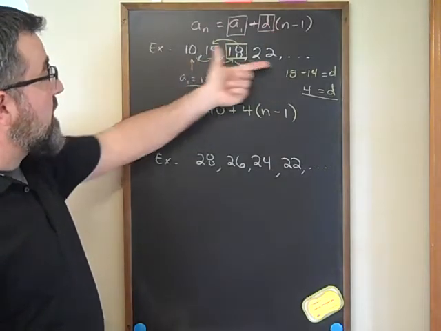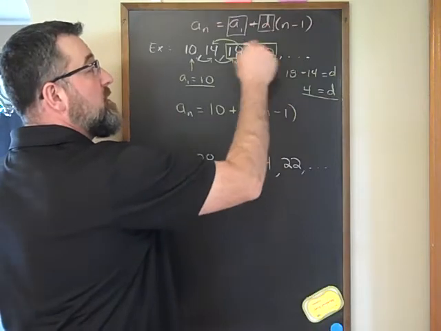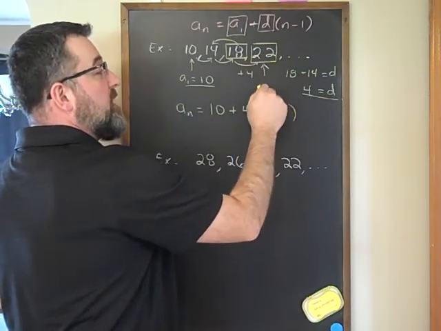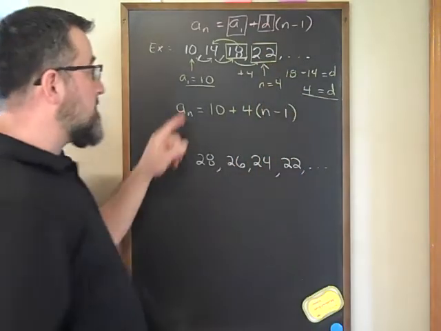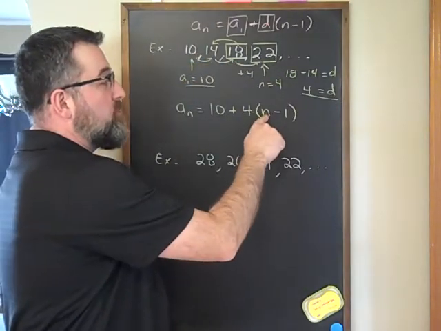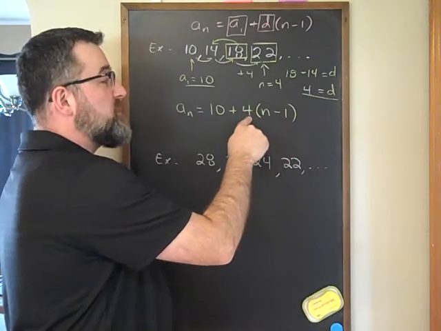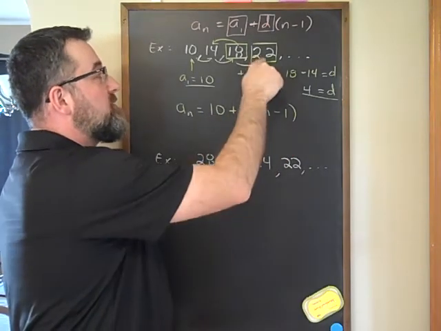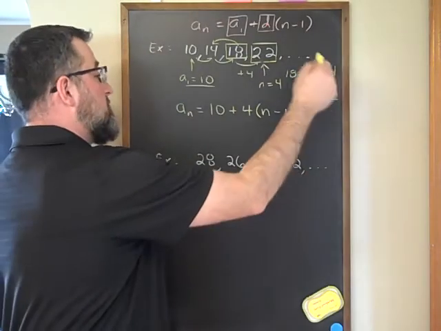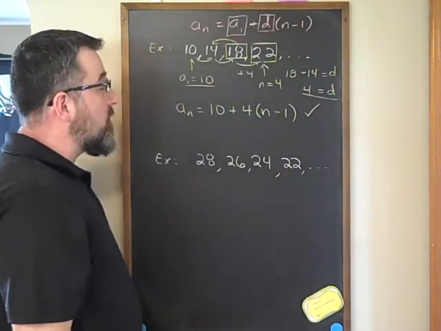All we have to do is pick some number in the sequence. Like, for instance, we could pick this term. And as long as you know what n is, n happens to be 4 because that's the 1, 2, 3, 4th term. Let n be 4, put 4 in here. 4 minus 1 is 3. 3 times 4 is 12. 12 plus 10, 22. Checks. I buy it. I just randomly checked the 4th term and it worked.